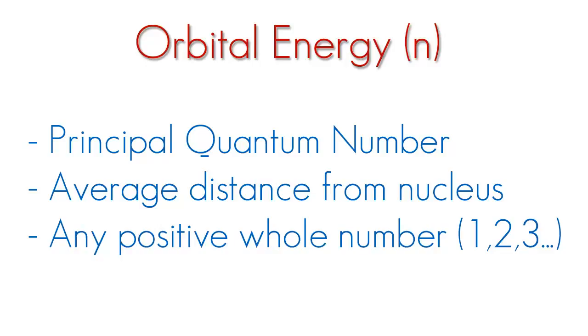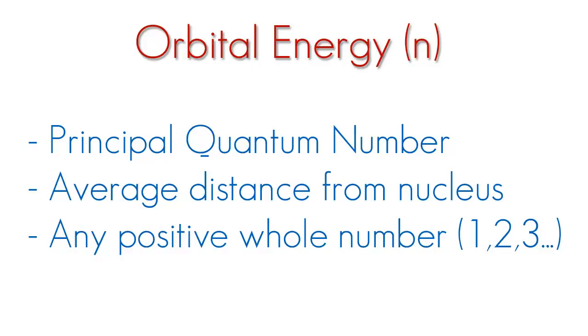And it can be any whole number, 1, 2, 3, 4, exactly like Bohr's orbitals. You know how Bohr's orbitals were labeled 1, 2, 3, 4, and so on? It's the exact same thing with this n. And of course, the larger the number, the bigger the orbital is going to be, hence further away from the nucleus. So 1 orbital is really close to the nucleus, and 4 is really far away from the nucleus.